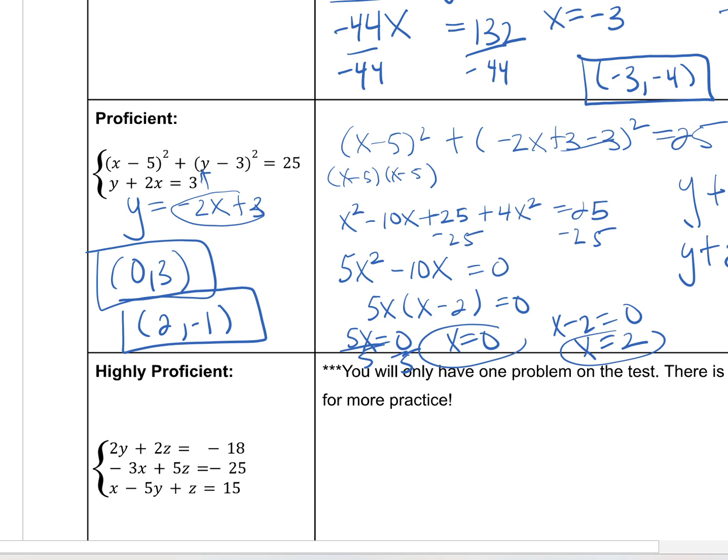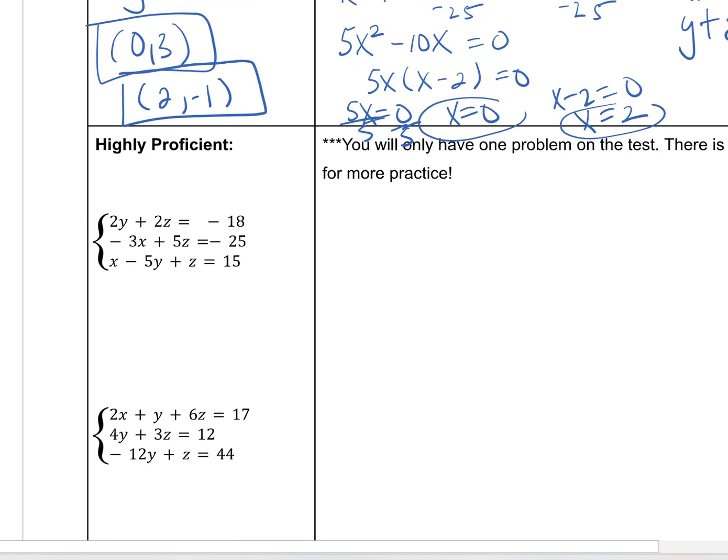Okay, so those are the two for that one. And then the last one that we have is the highly proficient. And this is where you've got your x, y, and z variables, okay? So remember that you have three equations. We number them 1, 2, and 3.